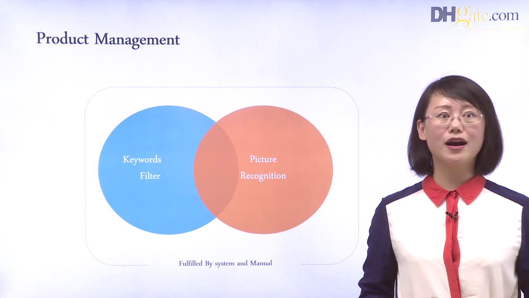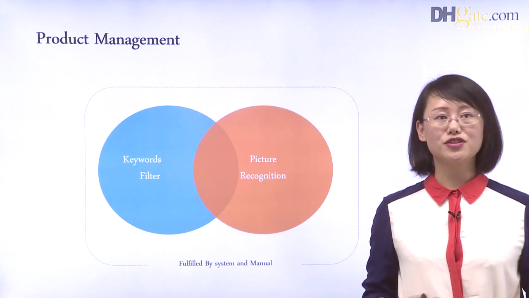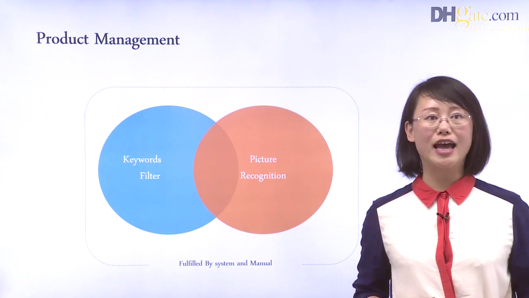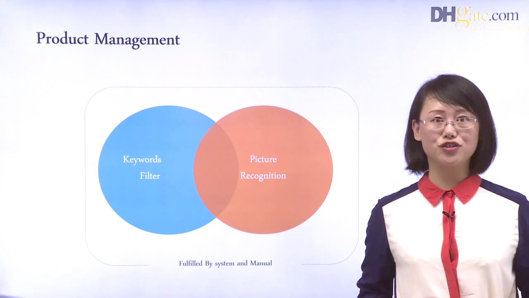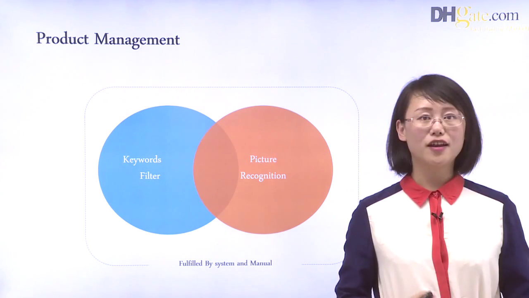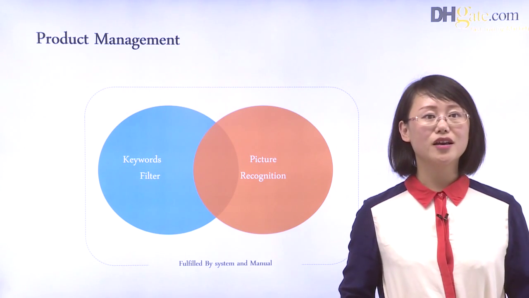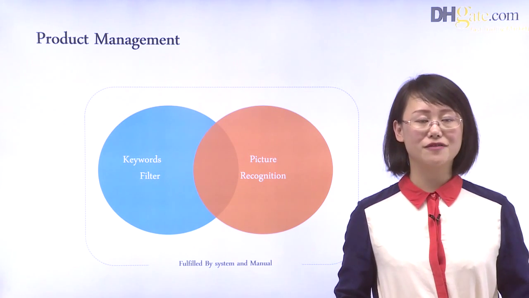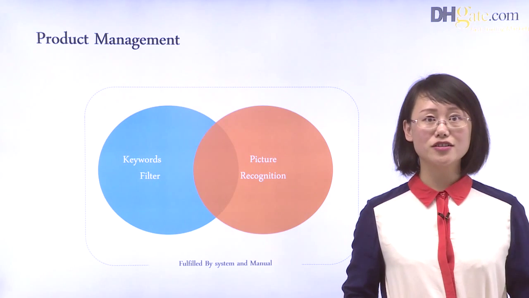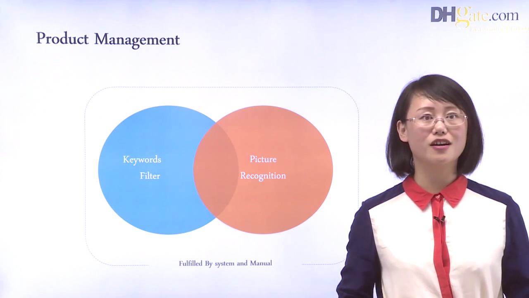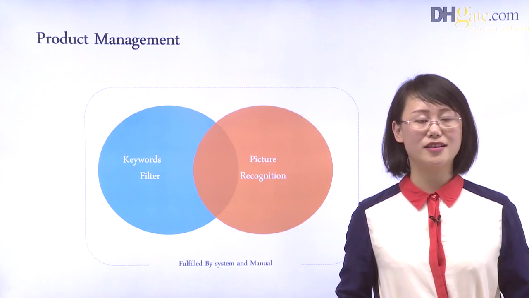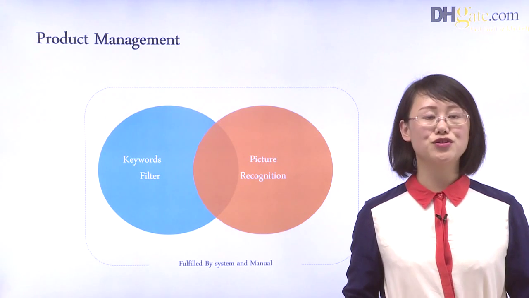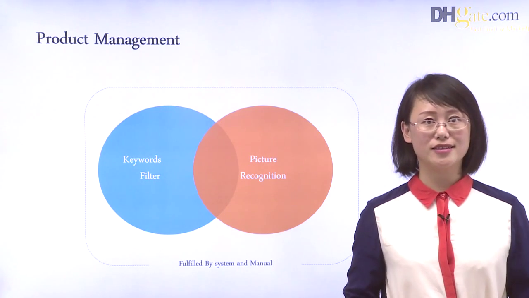The first one is product management. You should set up a product management system, and the system should have keyword filtering and picture recognition functions. You should also have a team with rich product knowledge to help you manage the online listings. And each listing, before it is posted online, should be checked by both people and the system together.